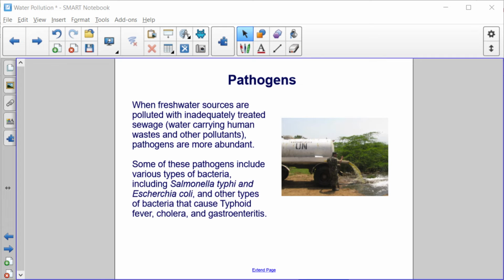Pathogens. When freshwater sources are polluted with inadequately treated sewage, which is water carrying human wastes and other pollutants, pathogens are more abundant. Some of these pathogens include various types of bacteria, including what's commonly known as Salmonella and E. coli, and other types of bacteria that cause typhoid fever, cholera, and gastroenteritis.